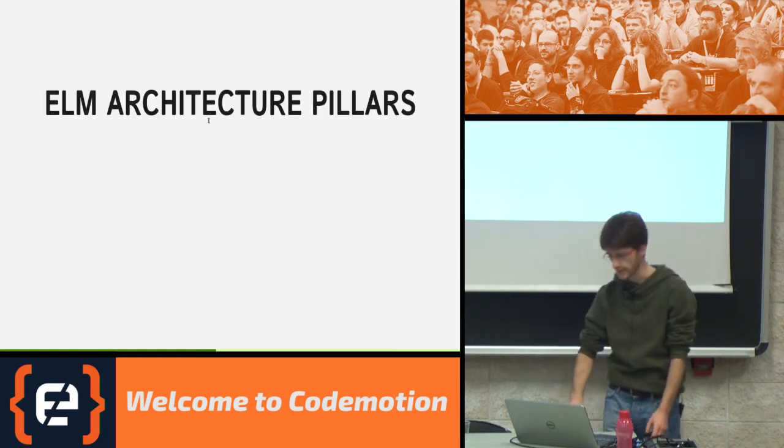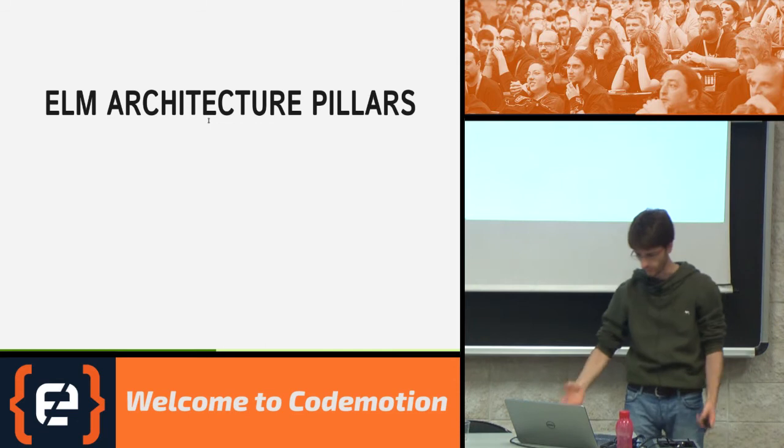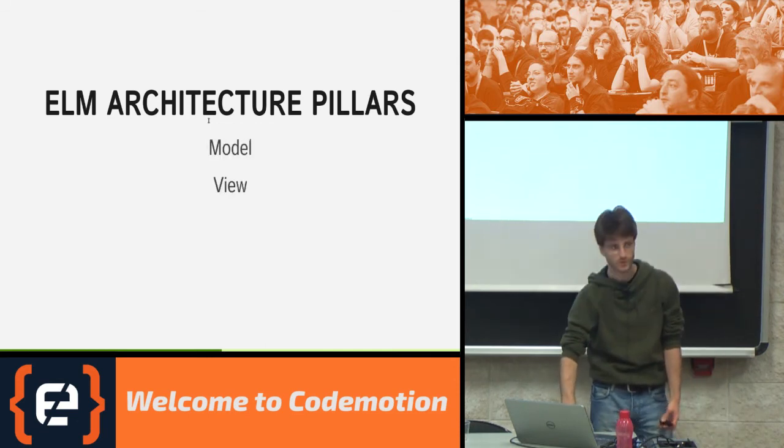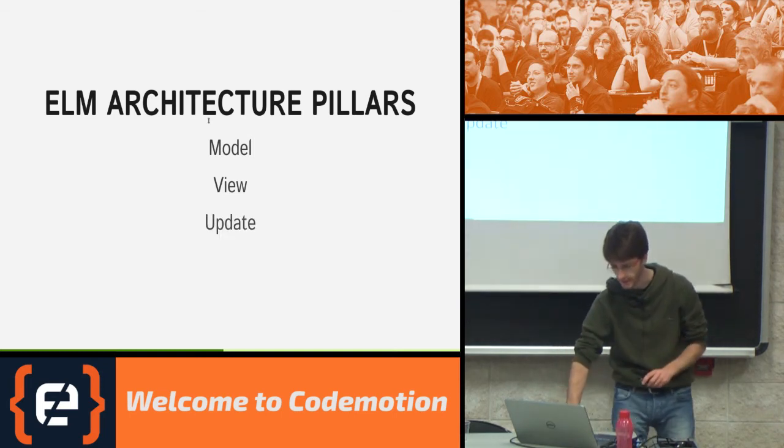So let's look in more detail at the Elm architecture. It is built on three pillars that are just model, you're used to it, view, and the third is, it's not controller, it's update.